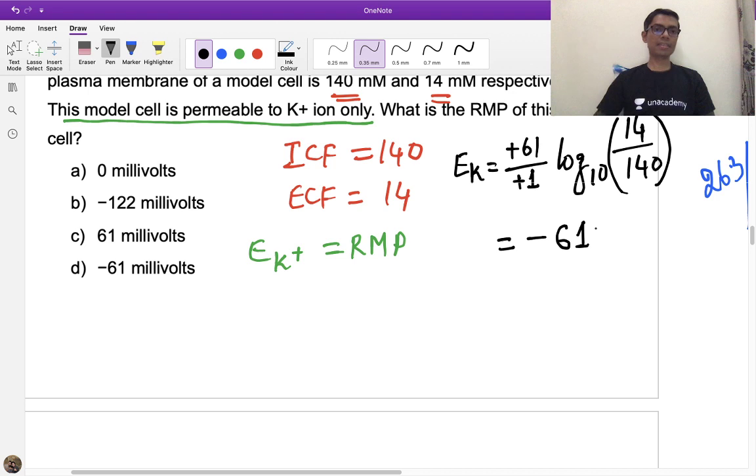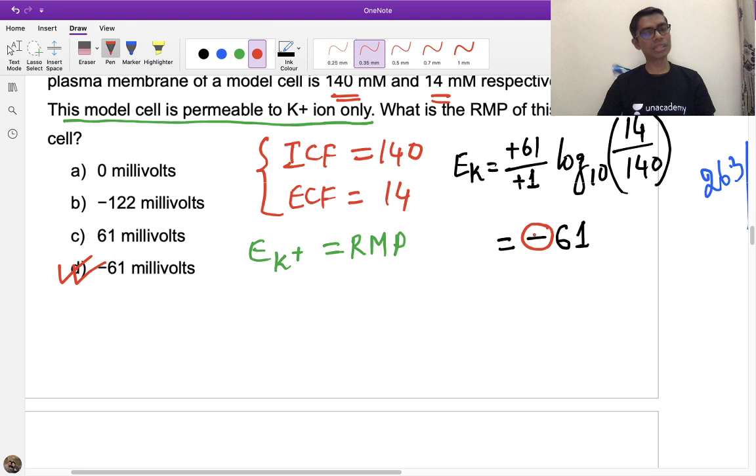All of you who gave the answer are correct, the answer is minus 61. But please be cautious. If the concentration is changed, like the ECF concentration is 140 and the ICF concentration is 14, then this sign will change. Rather than negative, it will be positive. That you have to remember.